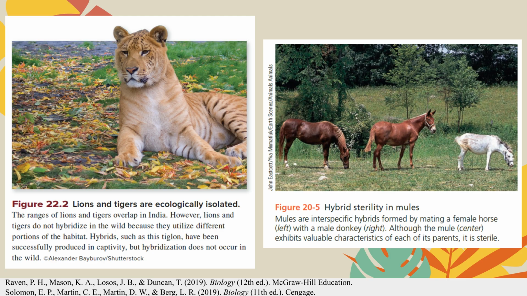Let us consider the following examples of reproductive isolating mechanisms. Lions and tigers live in overlapping areas in India, but they use different parts of the habitat, so they do not usually encounter each other to mate. A mule is produced by mating a horse and a donkey. Although the mule is strong and healthy, it is sterile and cannot reproduce. Both examples prevent gene flow between species, helping maintain species boundaries.